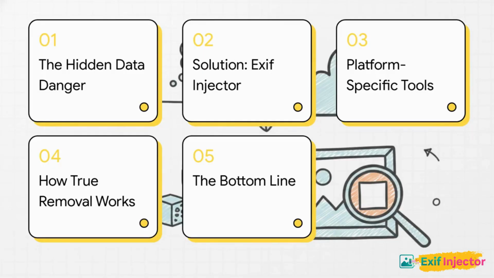All right, here's our quick agenda for today's explainer. First, the hidden data danger. Second, the Exif Injector solution. Third, platform-specific tools. Fourth, how true removal actually works under the hood. And finally, the bottom line.